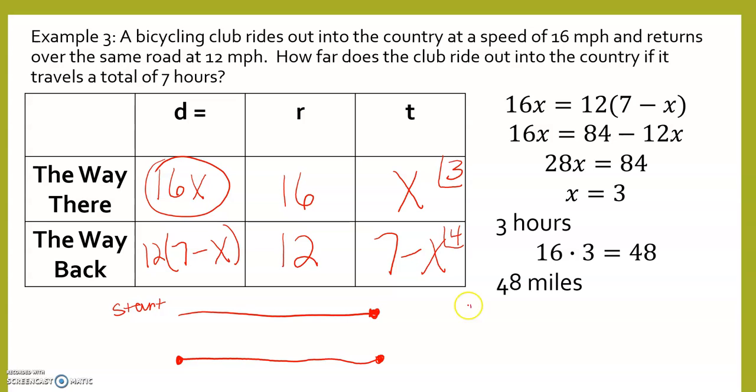You can check it the other way as well. 12 times 7 minus 3. Our x value is 3. That's 12 times 4, which is 48. Our distances are the same. We are correct. That is section 4.6, Uniform Motion Problems.